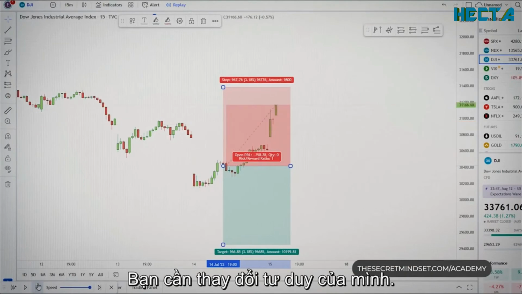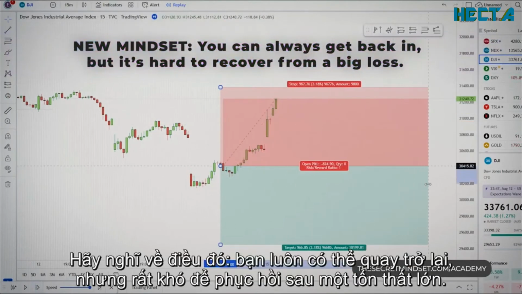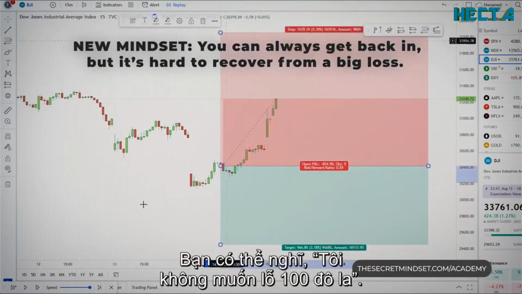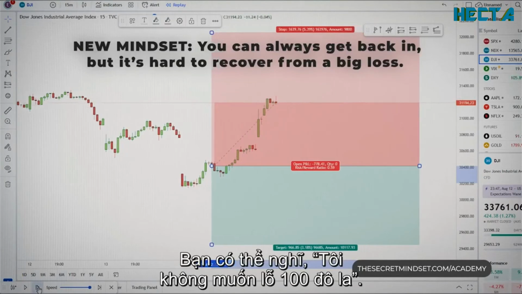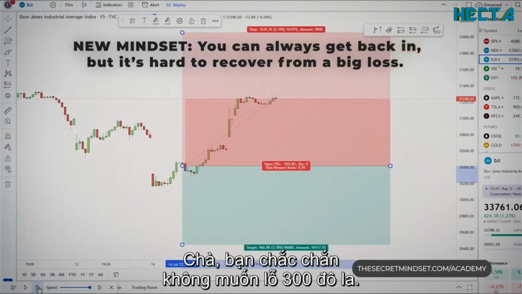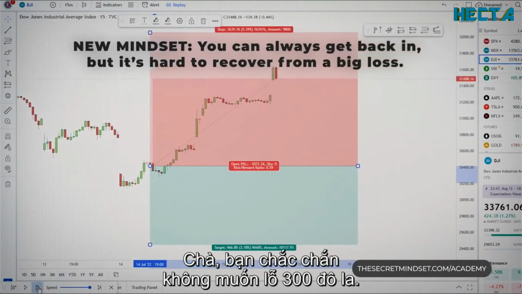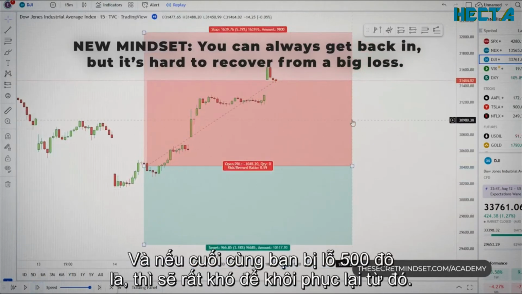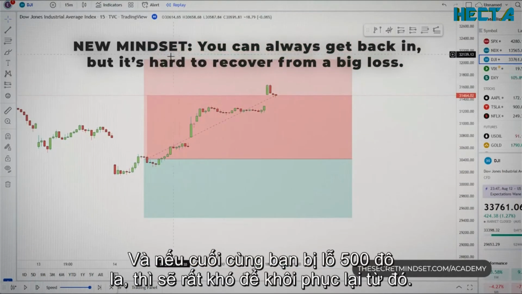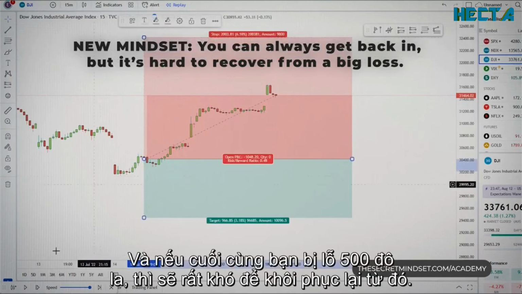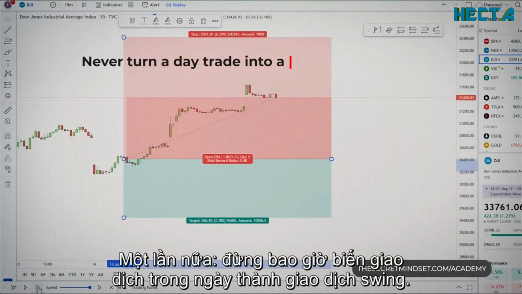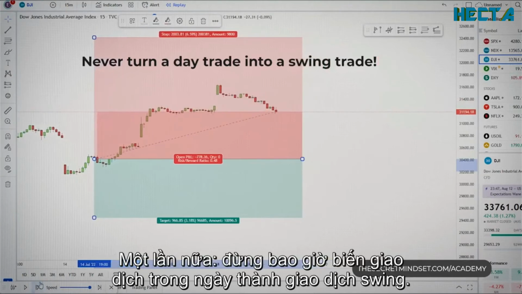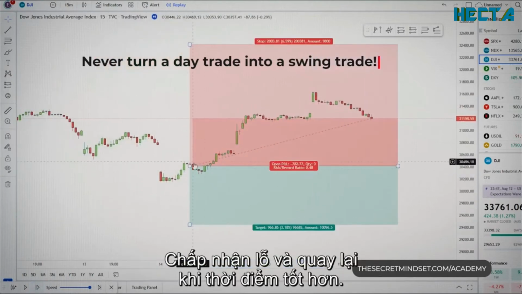You need to change your mindset. Think about it. You can always get back in, but it's hard to recover from a big loss. You may think, I don't want to take a $100 loss. Well, you definitely don't want to take a $300 loss. And if you end up taking a $500 loss, it would be really hard to recover from that. Again, never turn a day trade into a swing trade. Take the loss and come back when the timing is better.